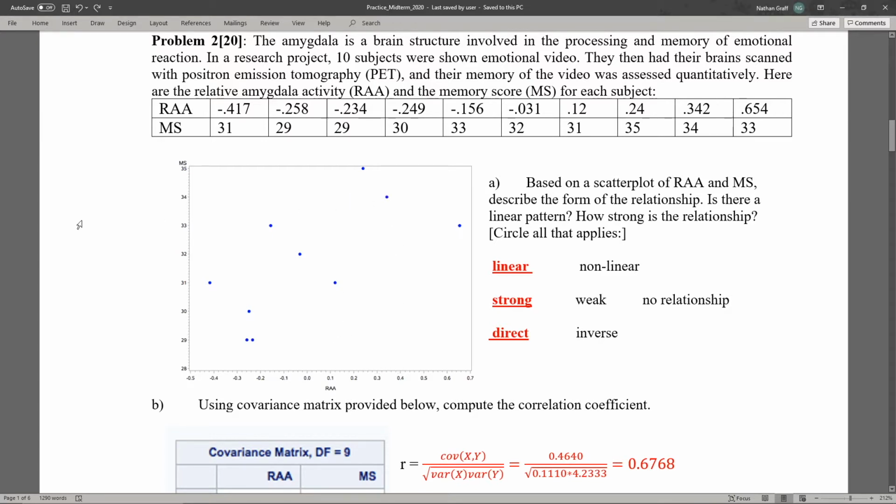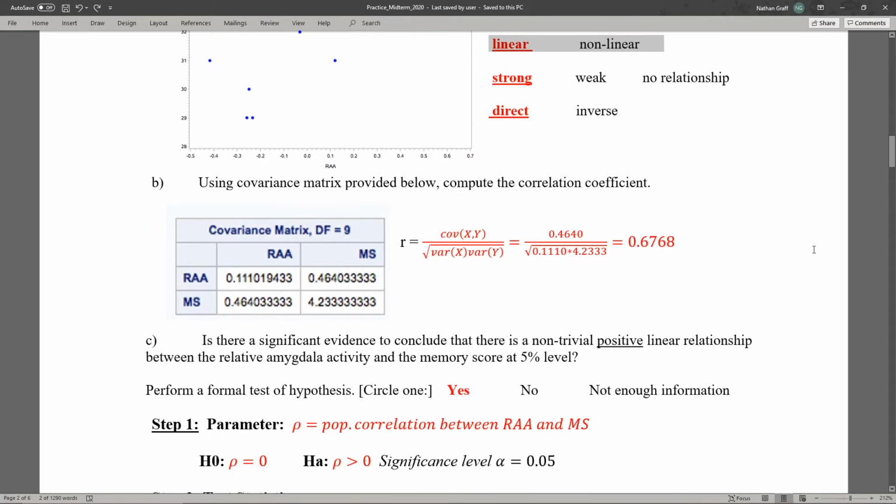Next, we must calculate the correlation coefficient. Given the table, we can calculate the correlation by first having the covariance of x and y in the numerator. This is the value found on the off diagonal. Remember that the main diagonal features the respective variances for the two variables. Then in the denominator, we have the variance of x times the variance of y, then both under the square root. That division gives us the correlation coefficient of 0.6768.